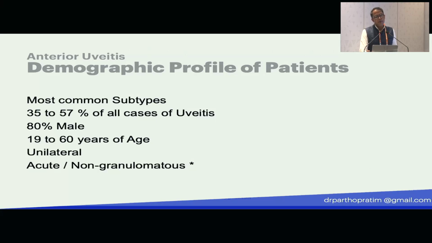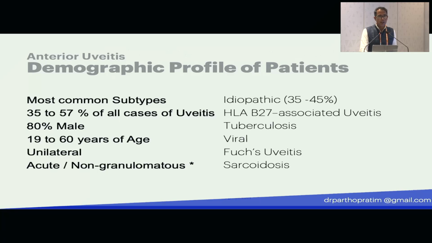35 to 57% of all cases of uveitis are anterior uveitis, with males predominantly involved. The age range affected is 19 to 16 years, and mostly they are unilateral. And acute non-granulomatous anterior uveitis remains the most common clinical presentation of these anterior uveitis cases.